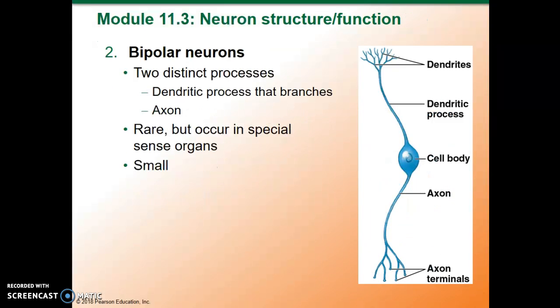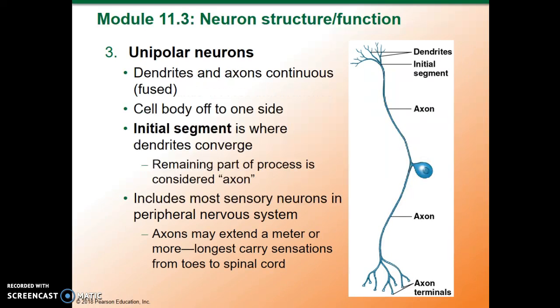The second structural classification is the bipolar neuron, and this has nothing to do with bipolar disorder. This merely describes how many processes are coming off the cell body. So if you look at that cell body, you will see that an axon and a dendrite are coming off that cell body. These are small, and rare, but occur in special sense organs.